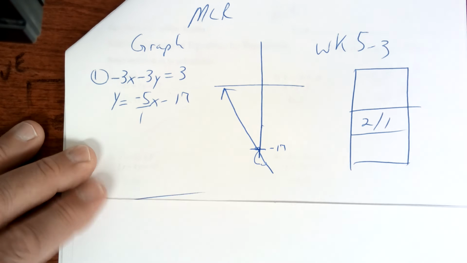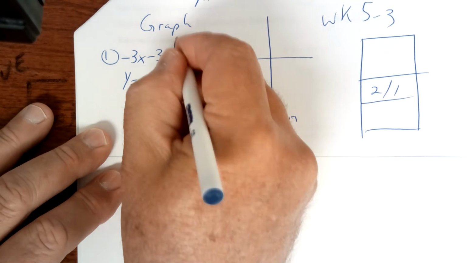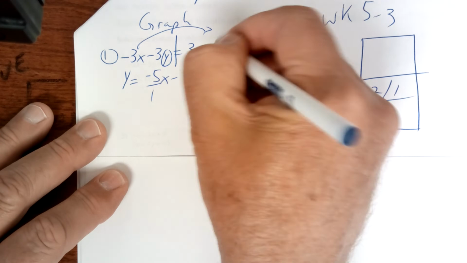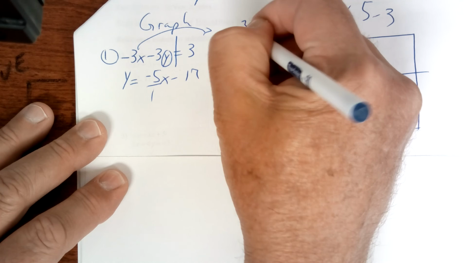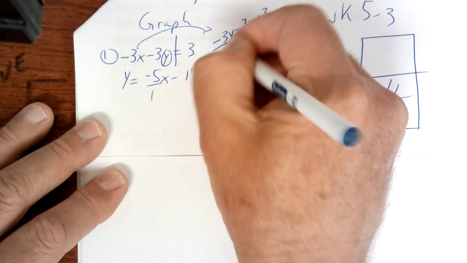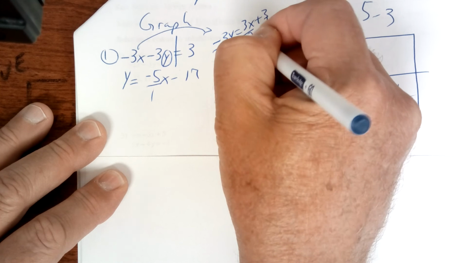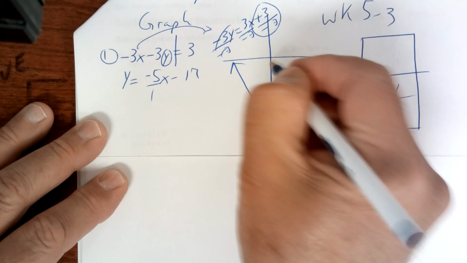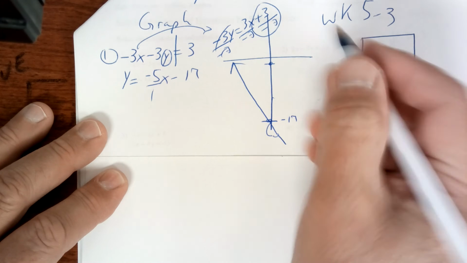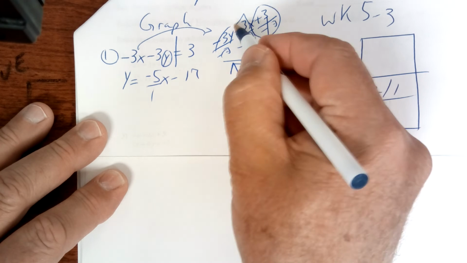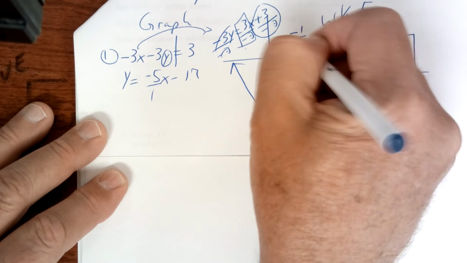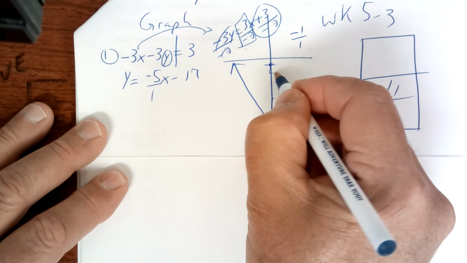Okay. This one right here, you got to get y by itself. So you're going to move the 3x over. So you're going to get -3y is equal to 3x plus 3. Then you're going to divide by -3. When you divide by -3, you get a -1. So your y-intercept is a -1, but your slope here is a -1/1 because this reduces.